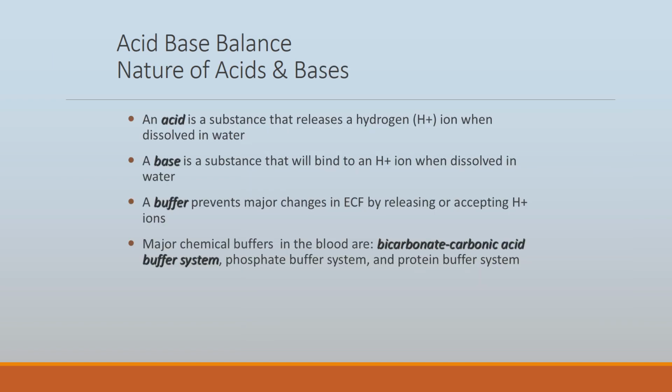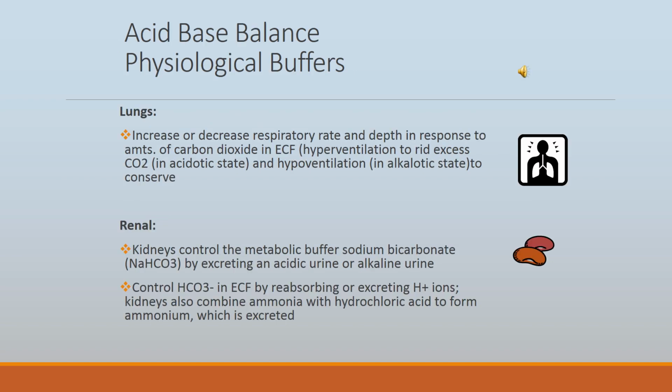Okay, so an acid is primarily all the hydrogen ions. A base is a substance that binds to the hydrogen to make water, and the buffer prevents any major changes in the extracellular fluid. So basically what we want is a neutral environment. We don't want it too acidic, and we don't want it too alkalotic. So we want to maintain it within parameters. So how do we do that? We do that by using our two systems, the lungs and the kidneys.